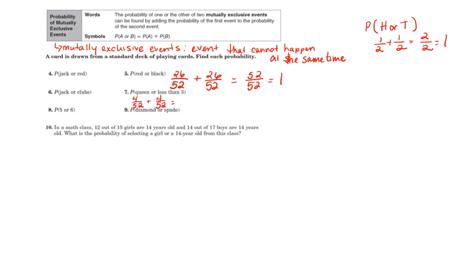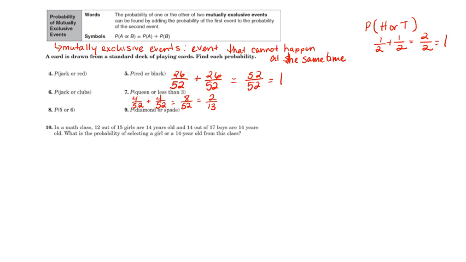All right, so 4 plus 4 is 8. 8 over 52 reduces to 2 over 13. And again, you can just add those in Desmos if you want. 4 over 52 plus 4 over 52. Make sure you hit the fraction button. I have a 2 out of 13 chance of pulling a queen or a card that's less than 3.